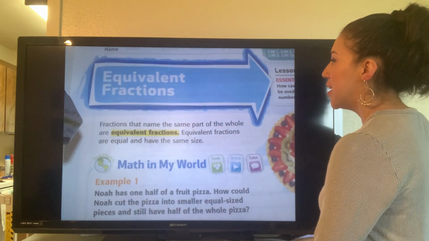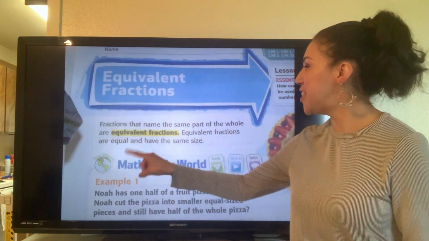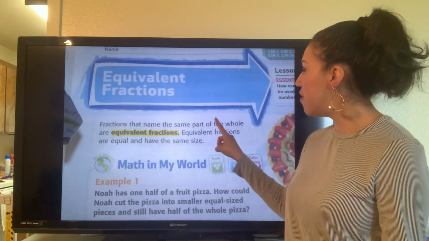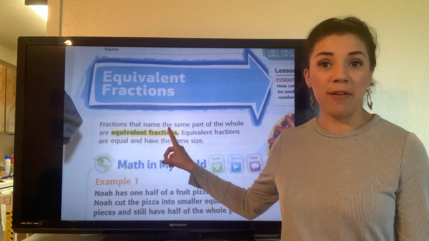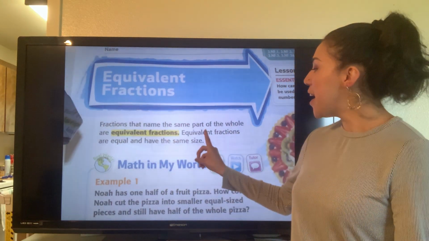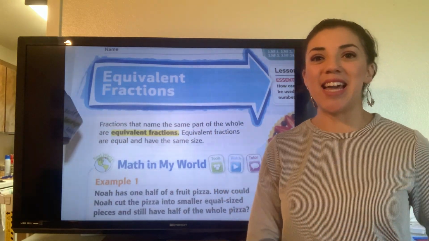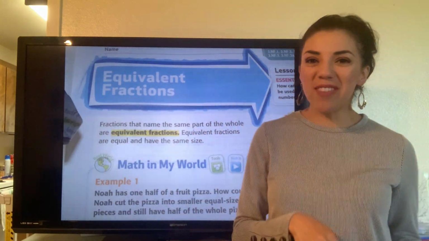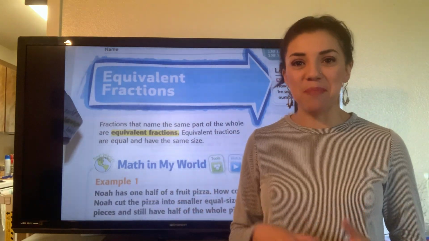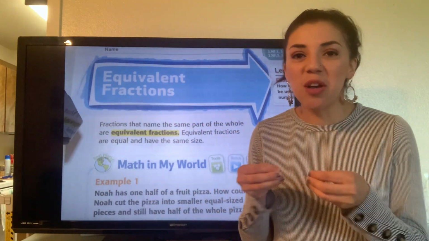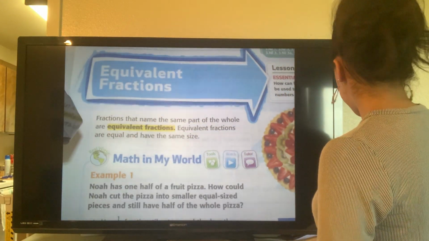Okay, so go ahead and read this part with me. Fractions that name the same part of the whole are equivalent fractions. Now, I know that sounds fancy. Equivalent fractions are equal and have the same size. So equivalent kind of sounds like equal, right? And that's what equivalent means. It just means they're an equal size. They're the same size.